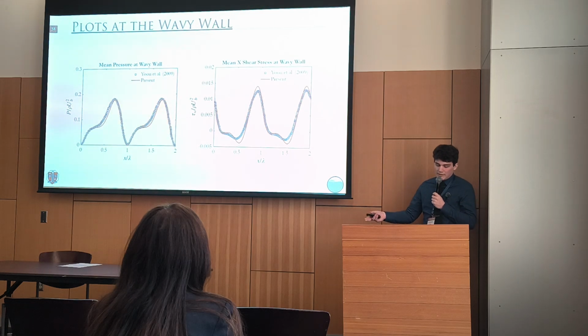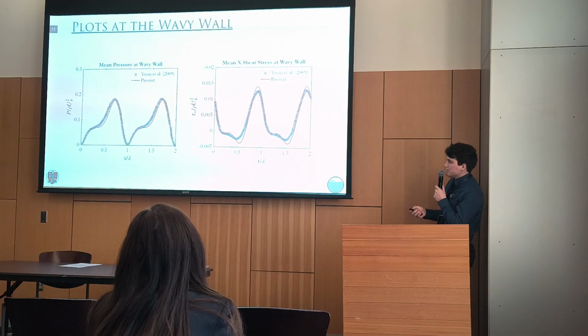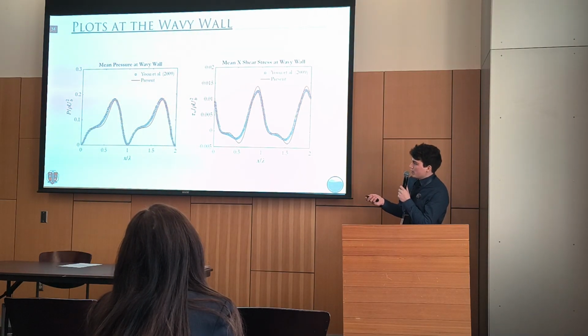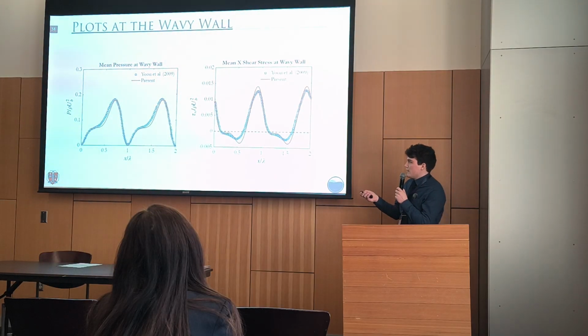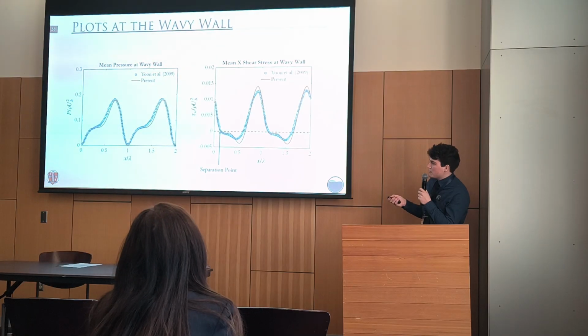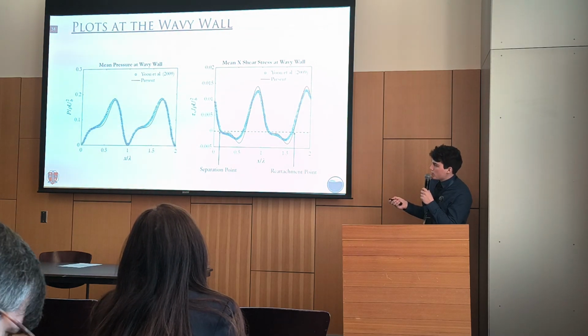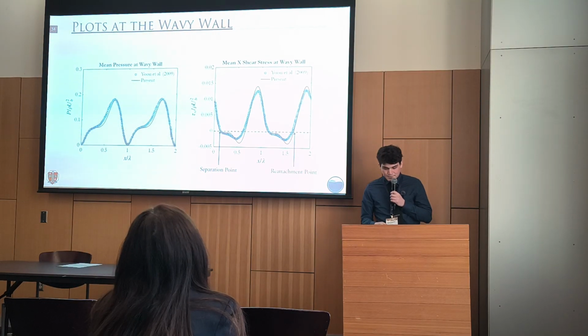And then we also plotted along the wavy wall mean pressure and mean shear stress. Very close on the pressure. Shear stress, we're deviating a little bit at the peak and in the valley there. If you extend the zero line, where they're crossing, that's where you would see the flow start reversing. So right in here is a separation bubble. There's a separation point, a reattachment point, another reattachment point, and a separation point. We're predicting the location of the separation point fairly well, but the reattachment point is, again, slightly off.